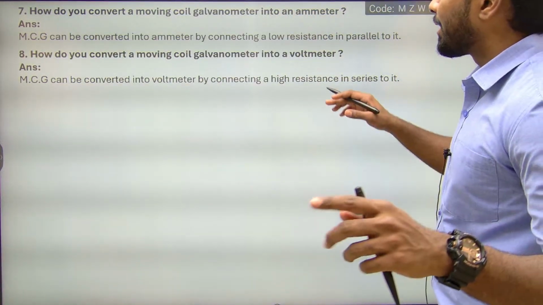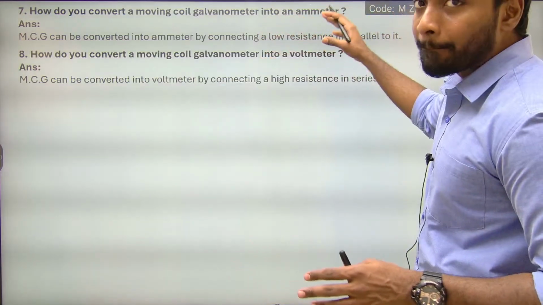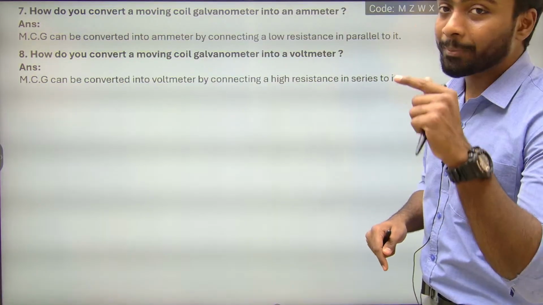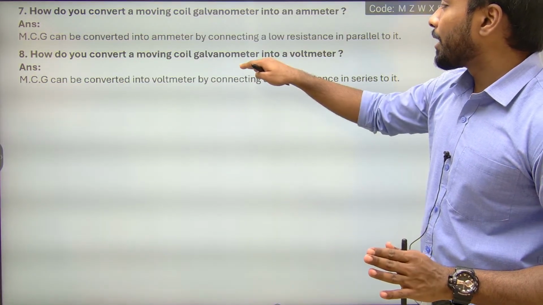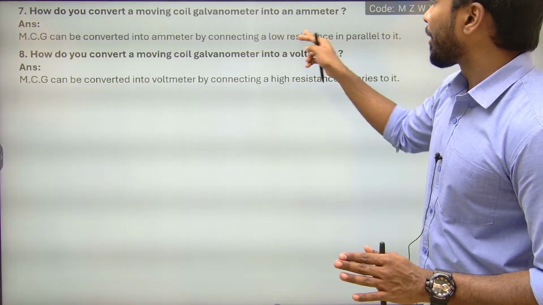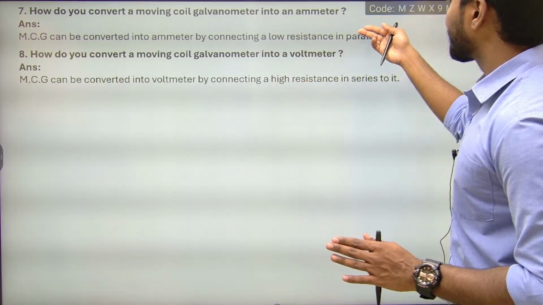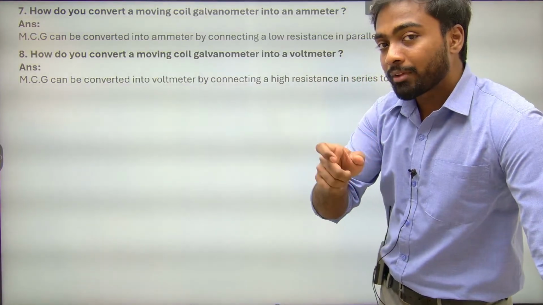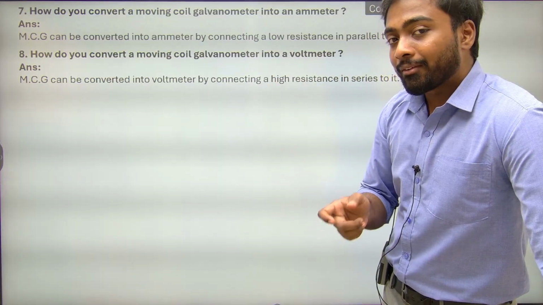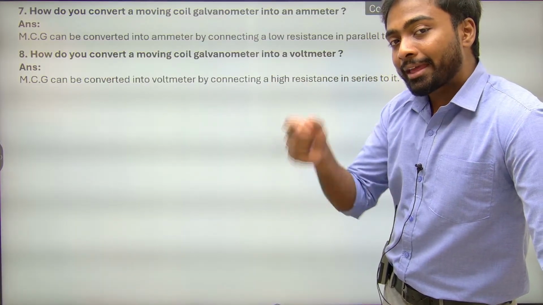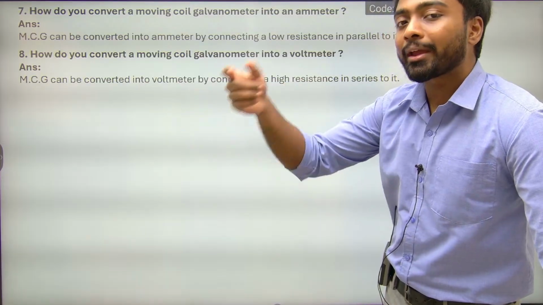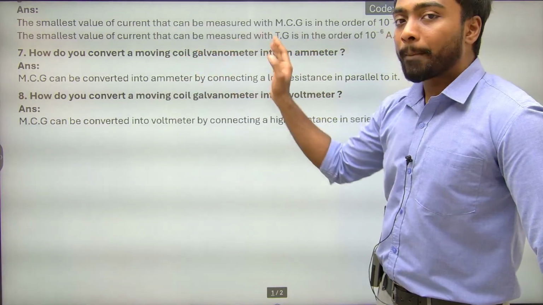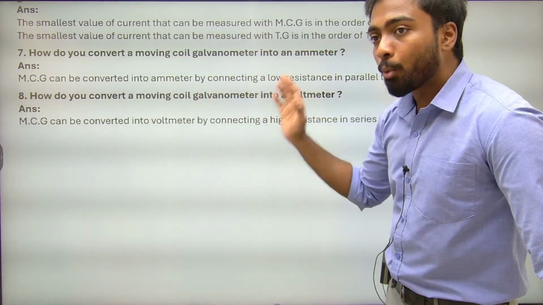When we are converting a galvanometer into an ammeter, we are connecting a low resistance in parallel. Similarly here, for a galvanometer into a voltmeter, we connect a high resistance in series. When we take a low resistance and connect it in parallel, we get an ammeter. When we take a high resistance and connect it in series, we get a voltmeter. That's the difference between converting a moving coil galvanometer into an ammeter and into a voltmeter.